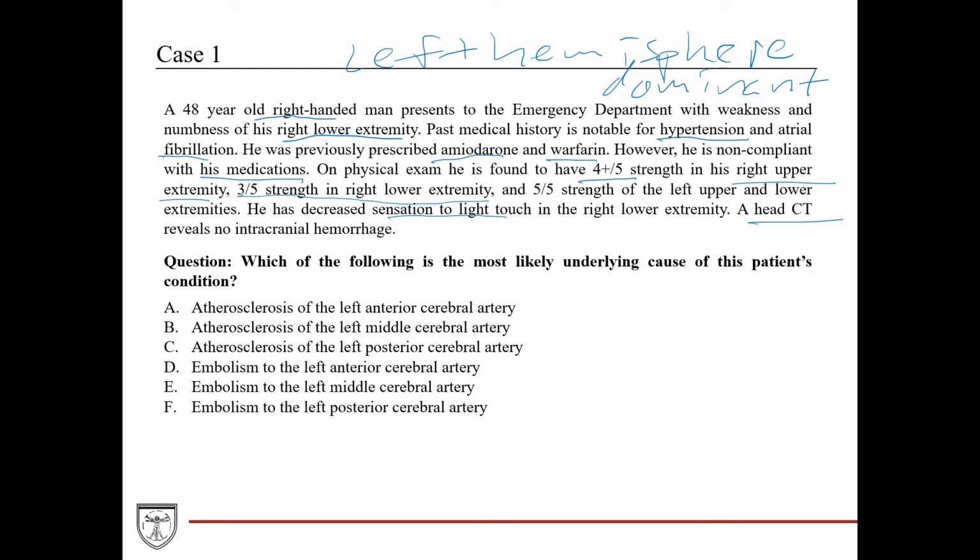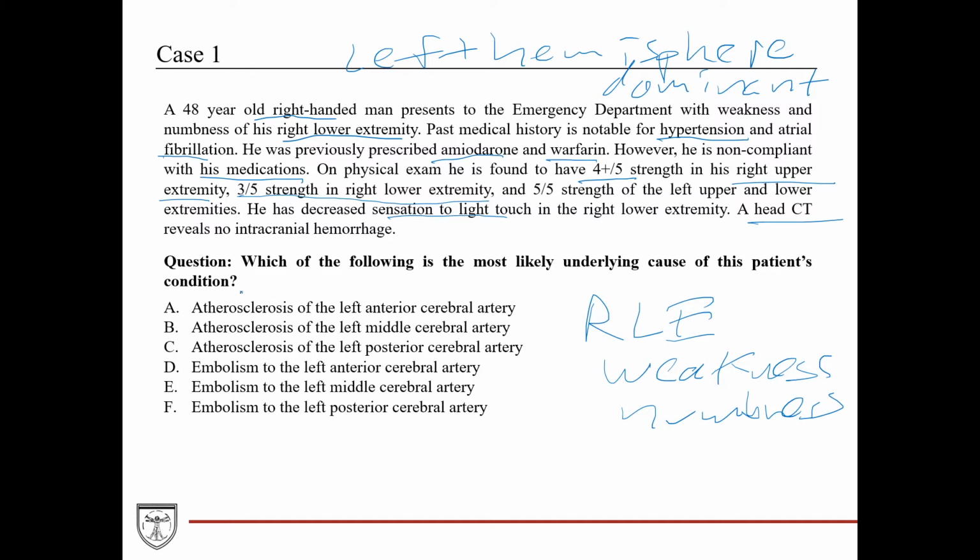Thanks for your question. So which of the following is the most likely underlying cause of this patient's condition? What we're looking for is which of the following is most likely to cause right lower extremity weakness and numbness.